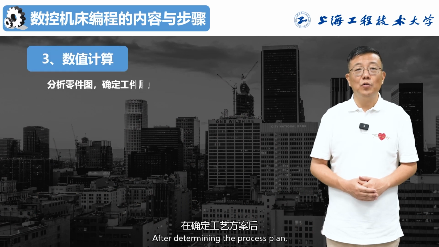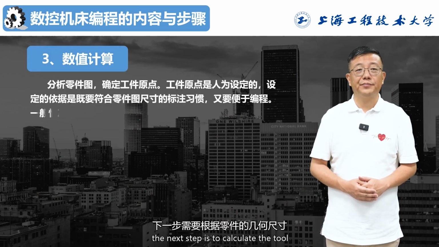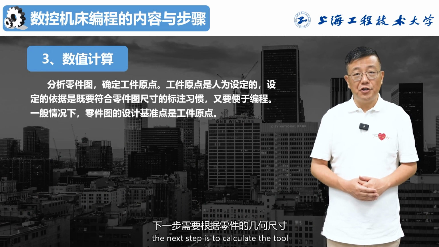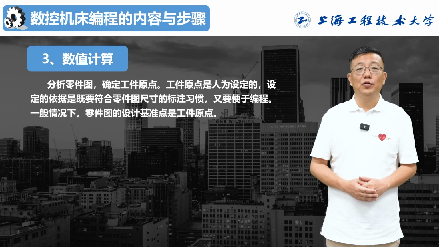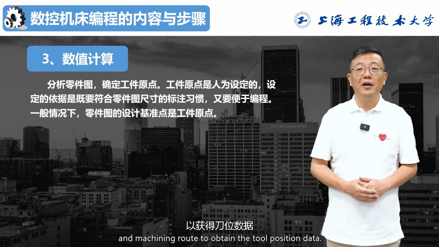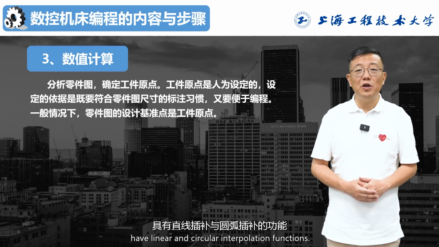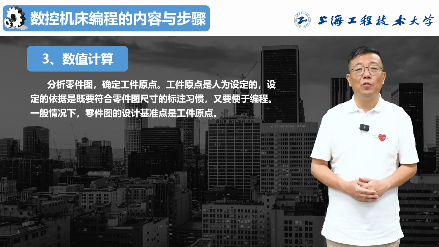After determining the process plan, the next step is to calculate the tool center path based on the part's geometric dimensions and the machining route to obtain the tool position data. Most CNC systems have linear and circular interpolation functions.